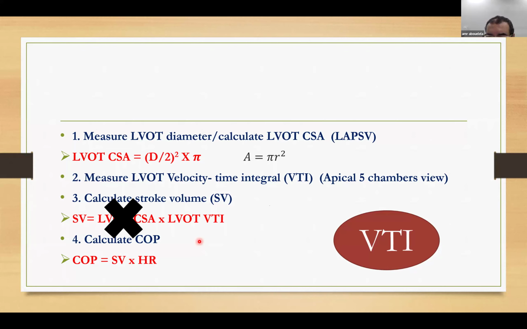If you are giving fluid and the VTI increases by 15%, it means that the stroke volume and cardiac output are increasing and the patient is fluid responsive. And this is one of the important parameters. If you don't have a PiCCO monitor to check the response to fluid, I mean the cardiac output, you can check the cardiac output through measuring the VTI.